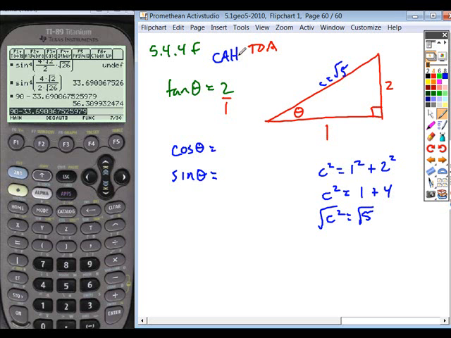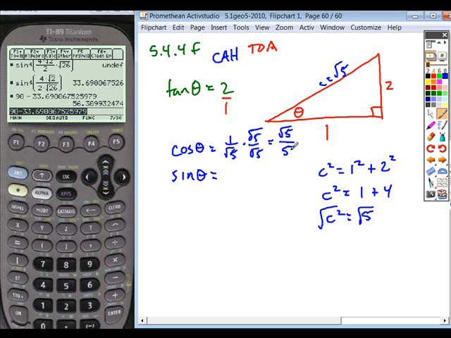adjacent over hypotenuse. So adjacent is 1, hypotenuse is root 5. You would need to rationalize your denominator to simplify your fraction. So 1 times root 5 is root 5. And root 5 times root 5 is, you could either think of it as root 25, which simplifies to 5, or they just cancel out. This is the square root of 5 squared. The 2 power and the radical cancel, leaving just the 5.